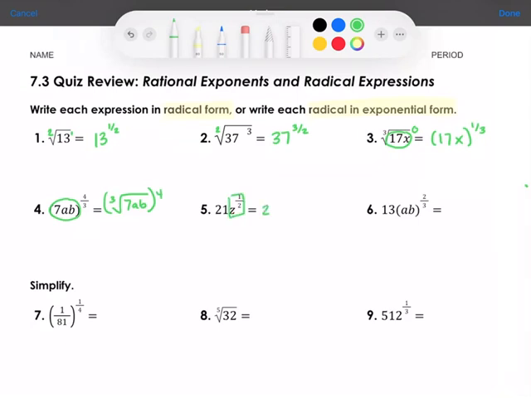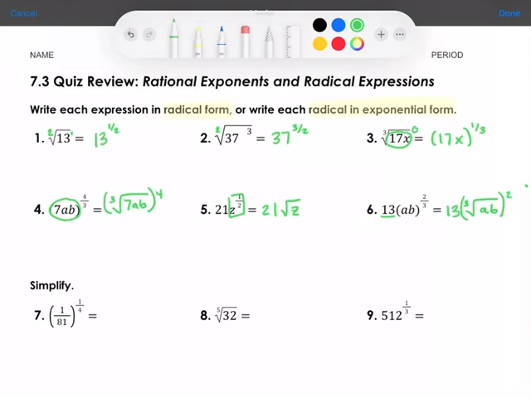On this one, I have 21z to the 1/2. The only thing being raised to the 1/2 is the z, so the 21 is going to stay out, and I'm going to take the square root of z. And then here I have 13 times ab to the 2/3 power. This 13 is not included, so I'm going to leave it out. And then I'm going to put the ab under the radical.